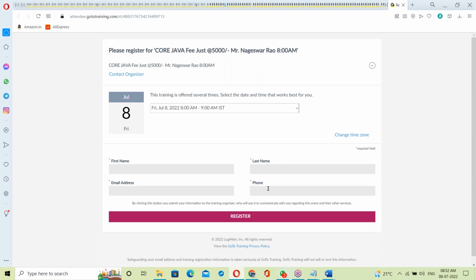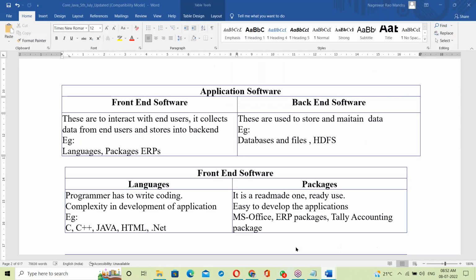So Java comes in the front end here. The Java program takes data from this form. After filling the form, you submit. Once you submit, the Java program behind the form takes the data and stores it into the backend. So Java is taking data from us. So Java is a front end.